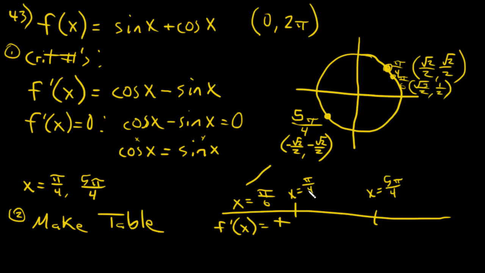Then I need a value between pi over 4 and 5 pi over 4. So I'm going to just pick pi right here. And at that location, so at pi, we're going to have a value of negative 1, 0. So x equals pi. What does f prime look like? So f prime of pi is going to be cosine, which is our x value, so negative 1 minus 0 is negative. So that means the behavior is decreasing, the slope is down. And so we have two of the three intervals.